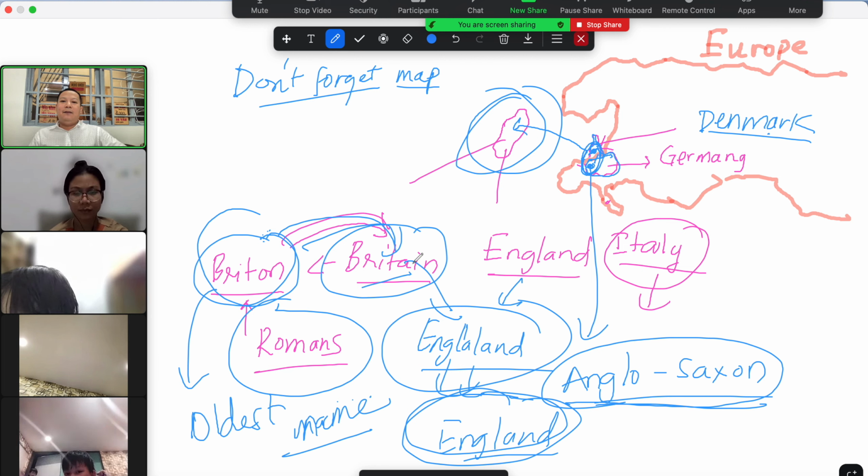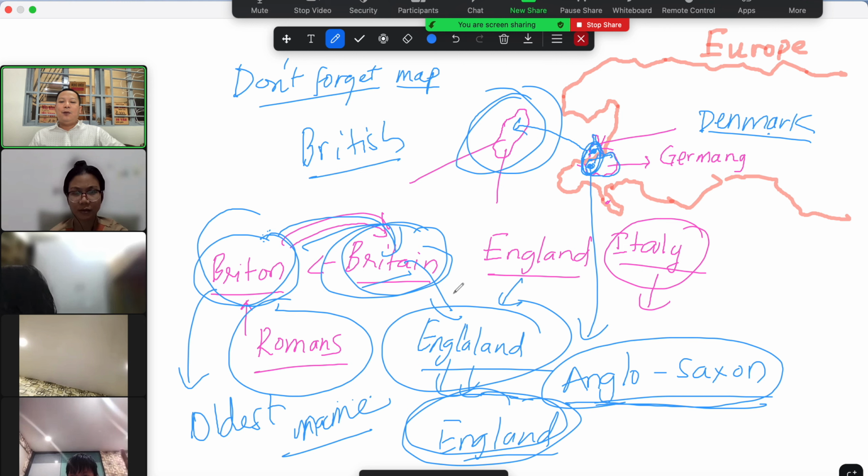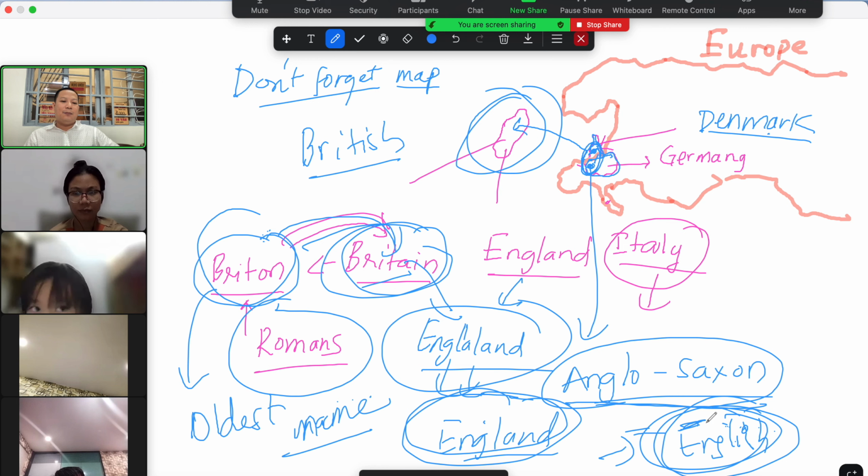The people who live in Britain, we call them British. The people who live in England, we call them English. And the language they speak here is English also. So sometimes we say English is a person and English is a language. It has two meanings. Not clear? If you don't understand geography or don't know map, then you cannot learn.